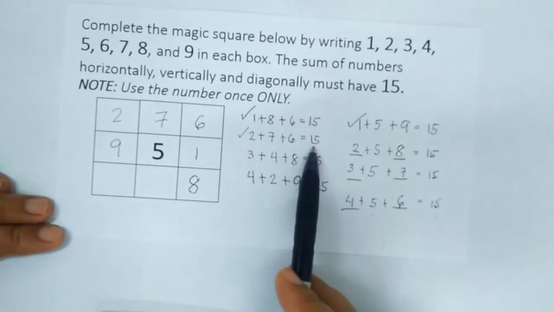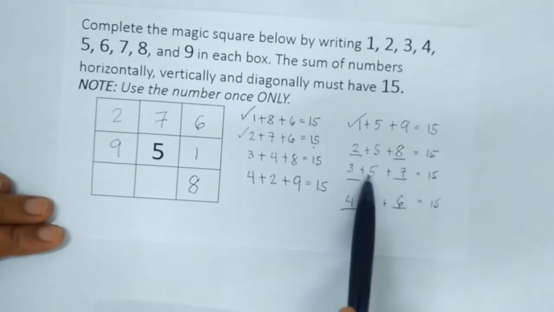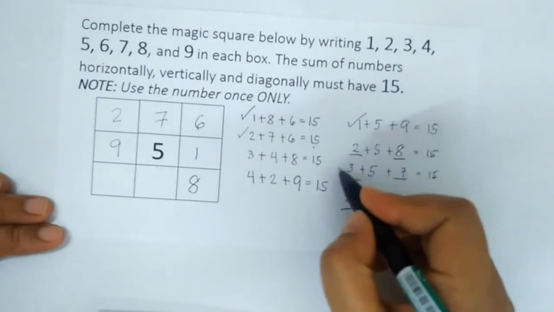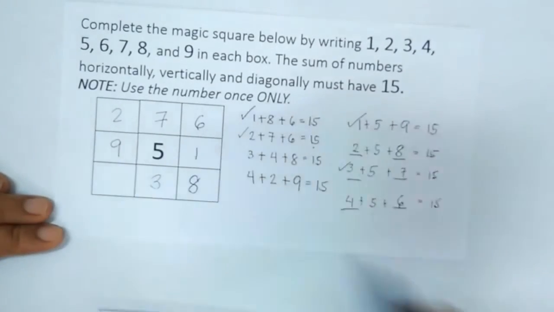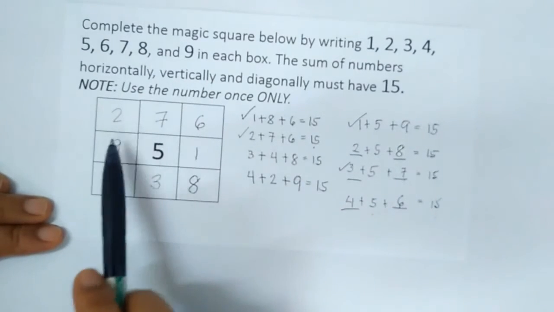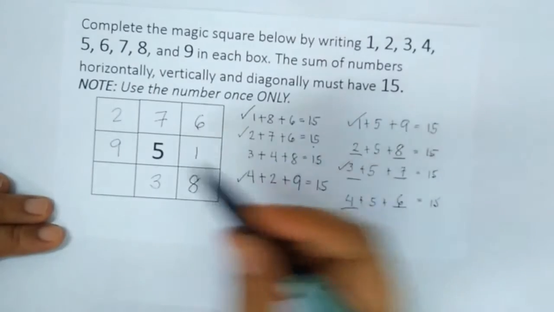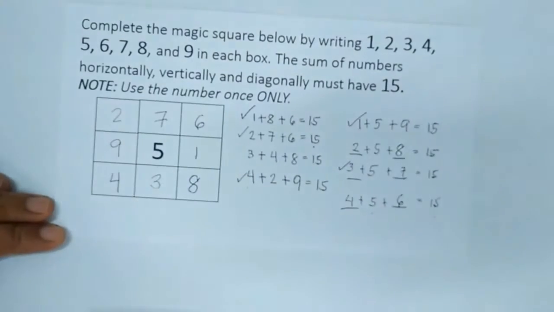Okay, it's easy now. 7 plus 5, so it means this is 3. 2, 9, and 4. We use this equal to 4. Okay, we're going to check if our guesses are correct.